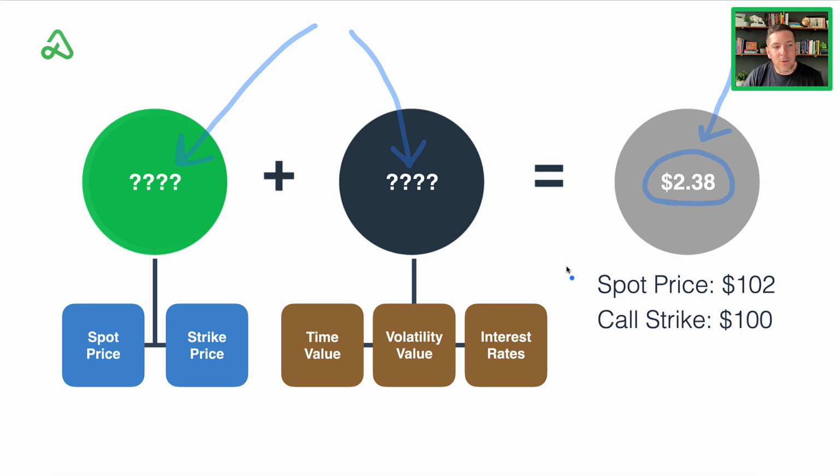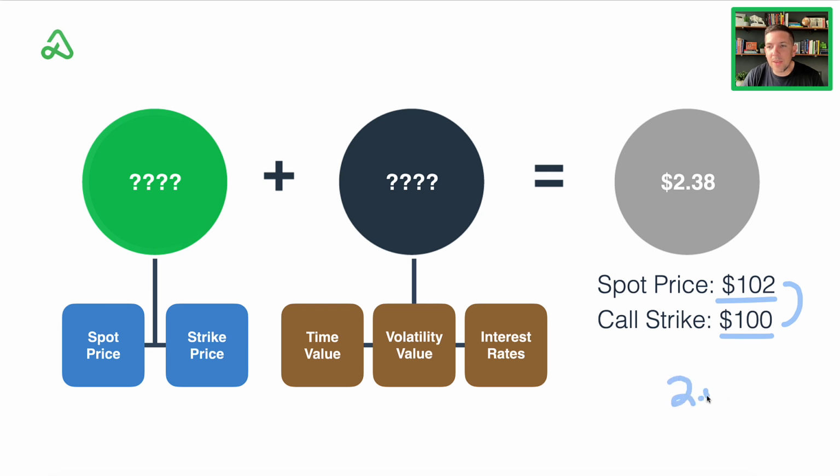What we can do, though, is solve for the intrinsic value first. That's usually the easiest way to go about it because it's the easiest math. Remember, the intrinsic value is the difference between the spot price and the strike price. Just ask yourself, is there any value in this contract if the option buyer were to exercise it immediately? Let's assume that the market price right now for this security is 102, and we have a call option at a strike price of 100. The difference between 100 and 102 is, go ahead, do the math, $2.